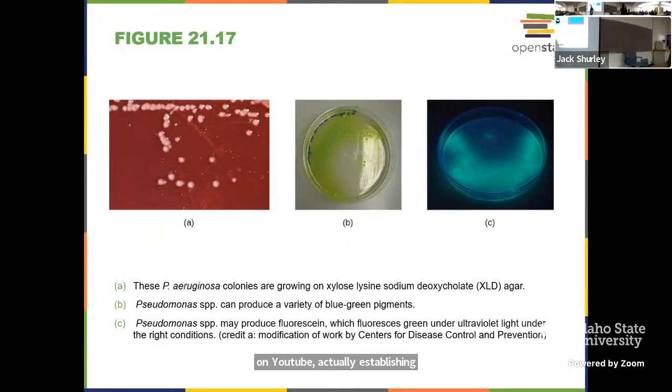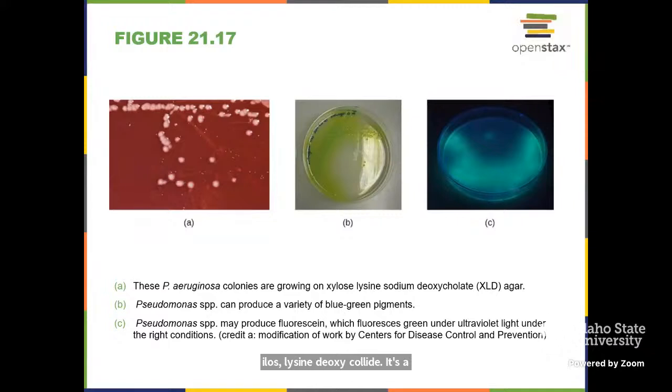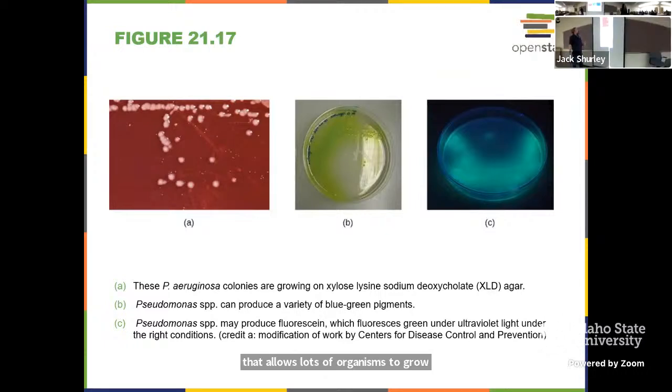So this image over here, this is an XLD agar, xylose lysine deoxycholate. It's an enrichment medium that allows lots of organisms to grow. With that said, something that I think is interesting, and down here you can't really see it very well, but up at the top, where the light's hitting it just right, these things are shiny, they're glistening. You can see some light reflecting off of them. That's really indicative of a capsule layer, this shiny, glossy appearance on these colonies.